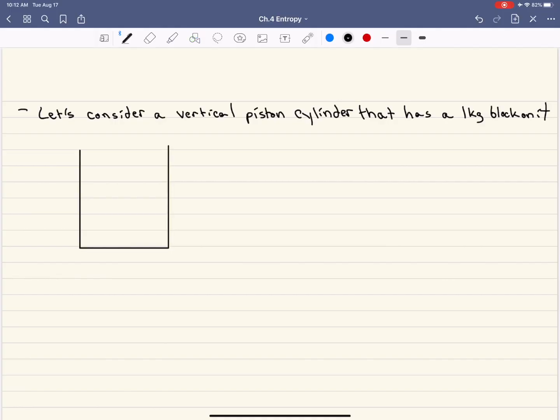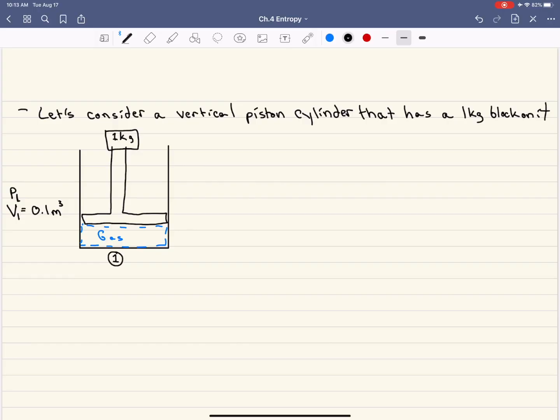Here's the cylinder, here's the piston, and it has a 1 kilogram block on it, and underneath the piston is our gas. So this is going to be state 1, and in the initial state, the system is at some pressure P1, and the gas has a volume which we'll say is equal to 0.1 meters cubed. This is the initial state of the gas.